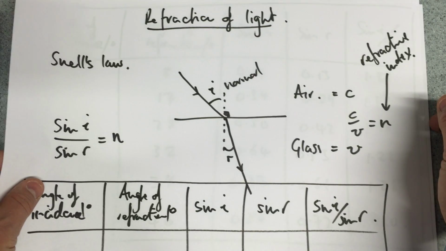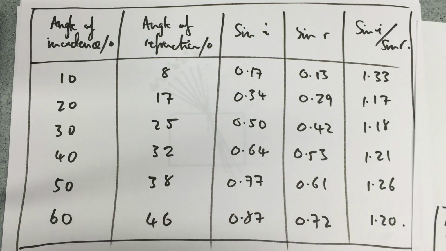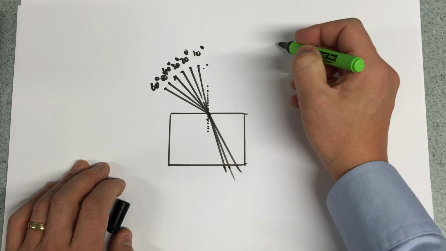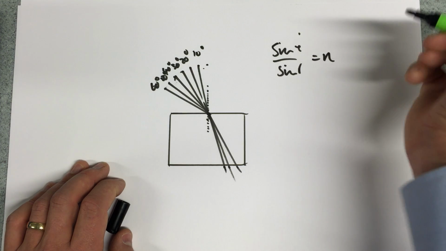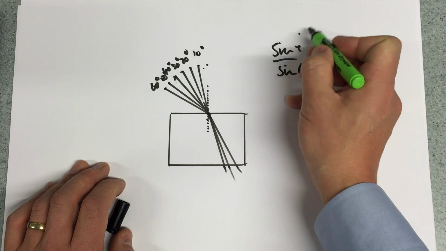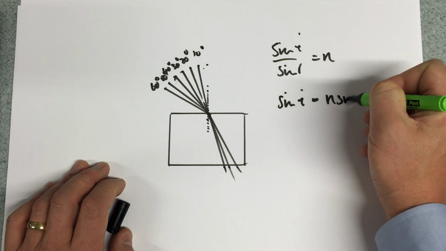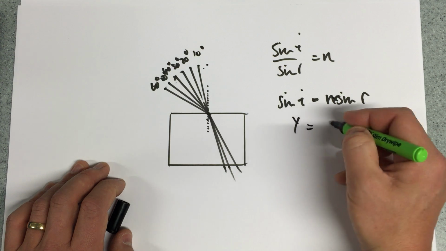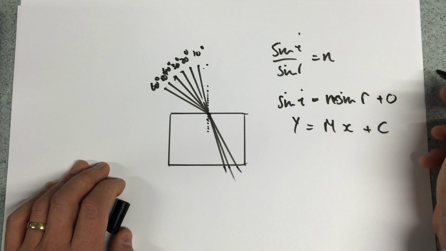So how do we plot the graph? If you want to hit pause and copy those down, please do. Otherwise, let's talk about this graph. I'll use another bit of paper because it will make life easier. Here we go. Sin I over sin R is equal to the refractive index. Let's rewrite this. We want sin I on this side equals n sin R, compared with y equals mx plus c. And of course, the c is plus 0, so you can ignore that.